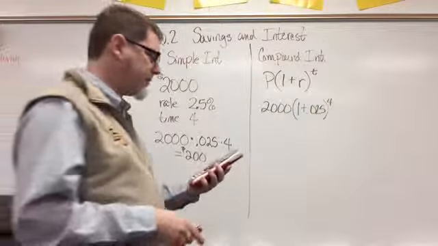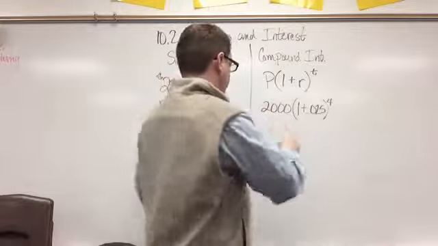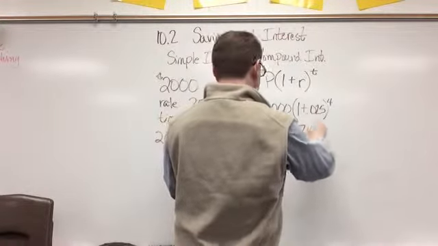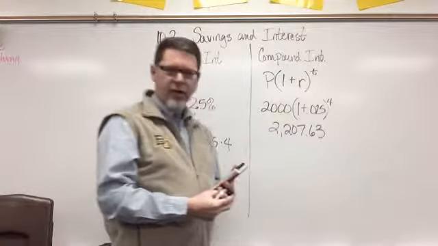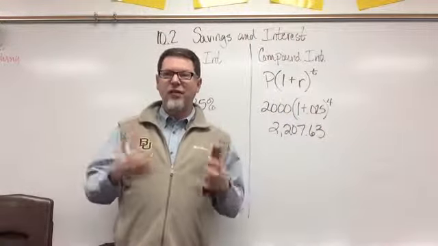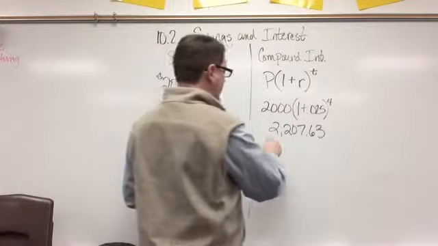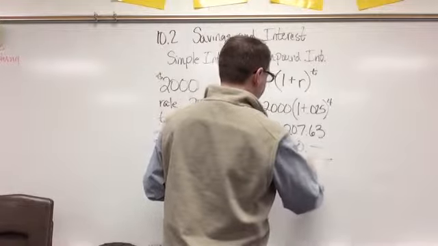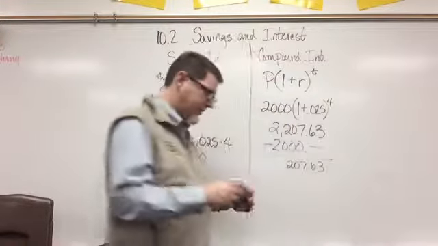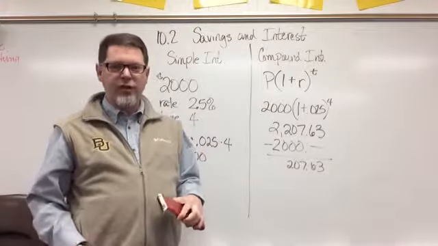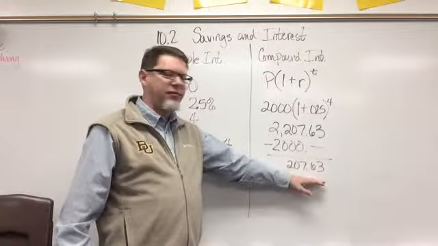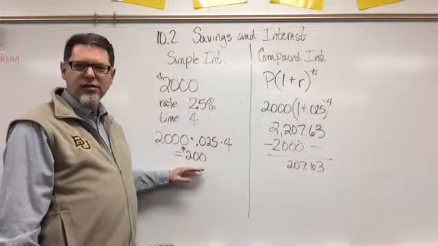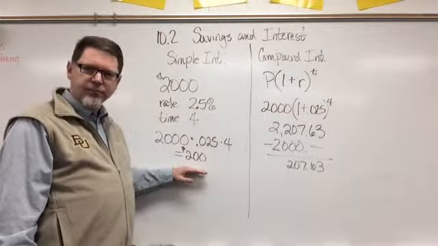And then I hit enter, and I'm given $2,207.63. Okay? So in order to find out just the amount of interest, I'm going to have to subtract my original $2,000. And I get $207.63. So after the same amount of 4 years, I am earning $7.63 more when I'm compounding interest than when I just do simple interest.